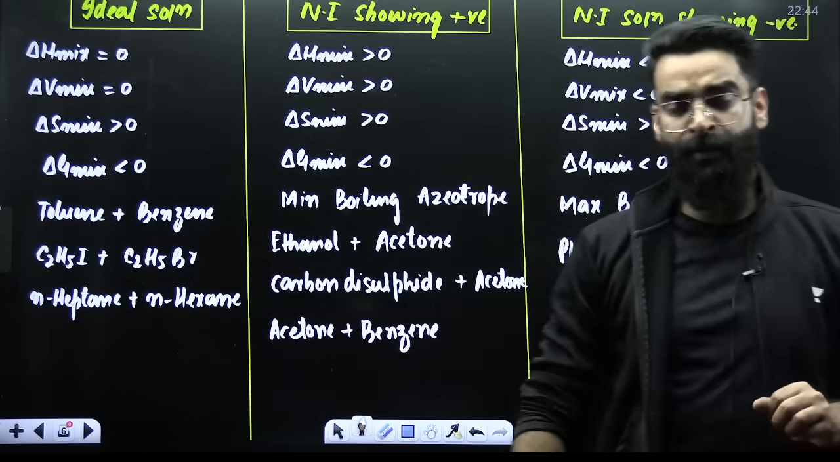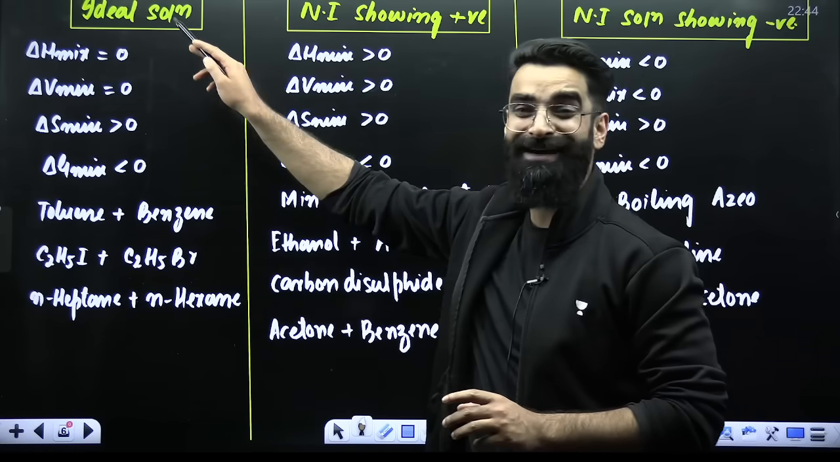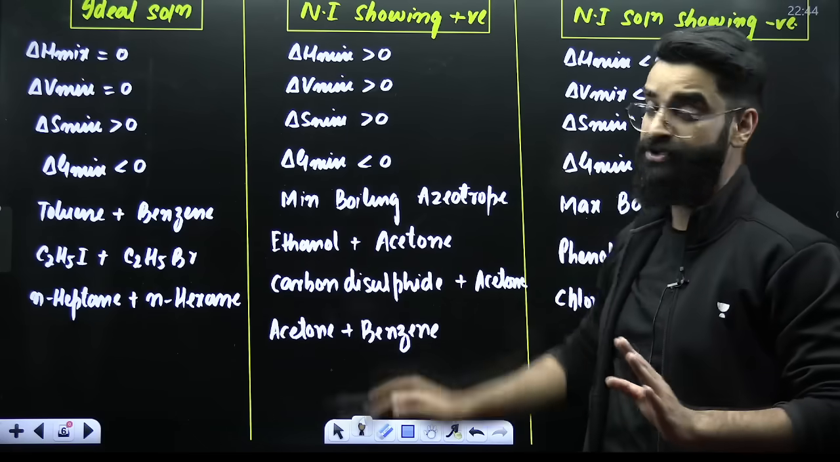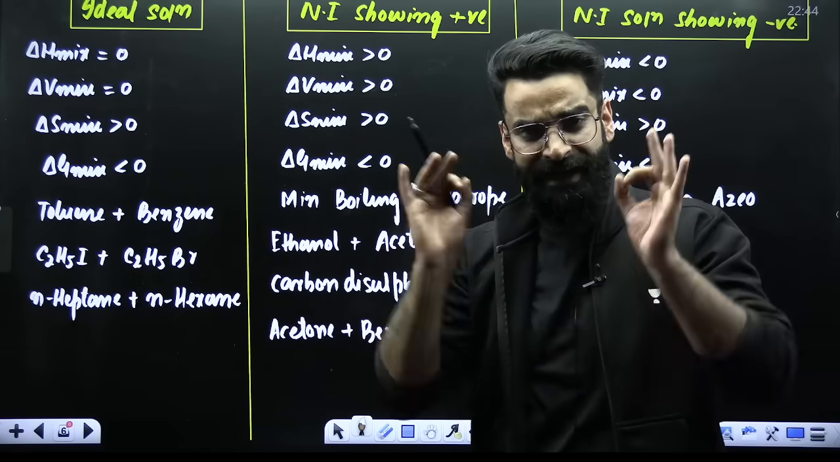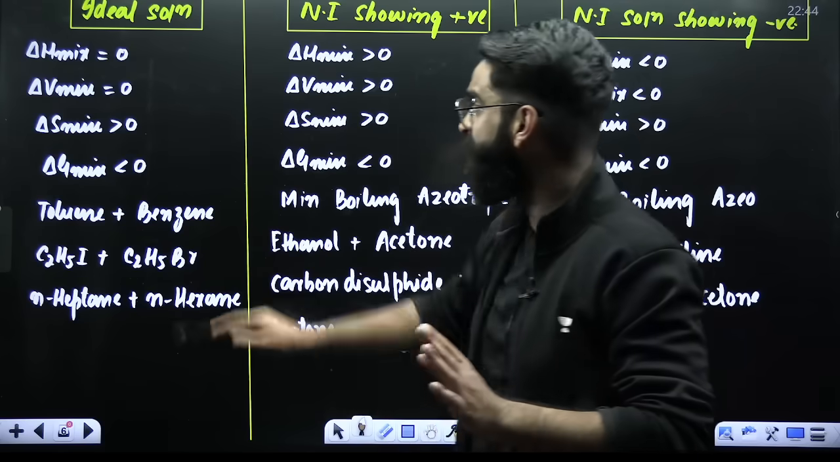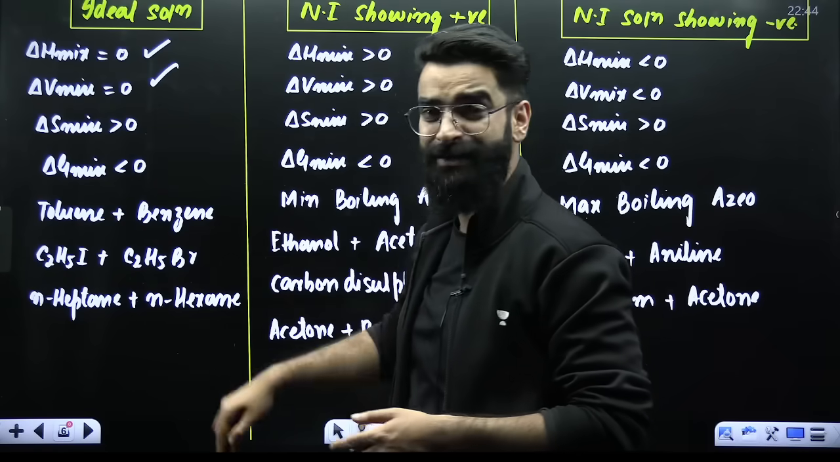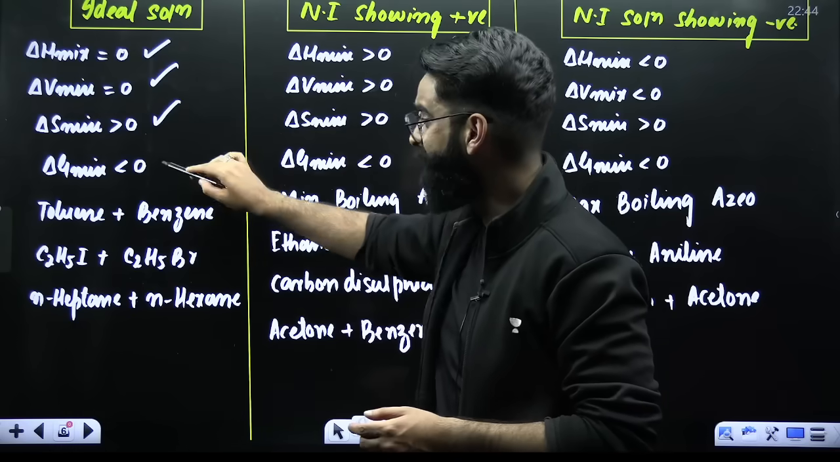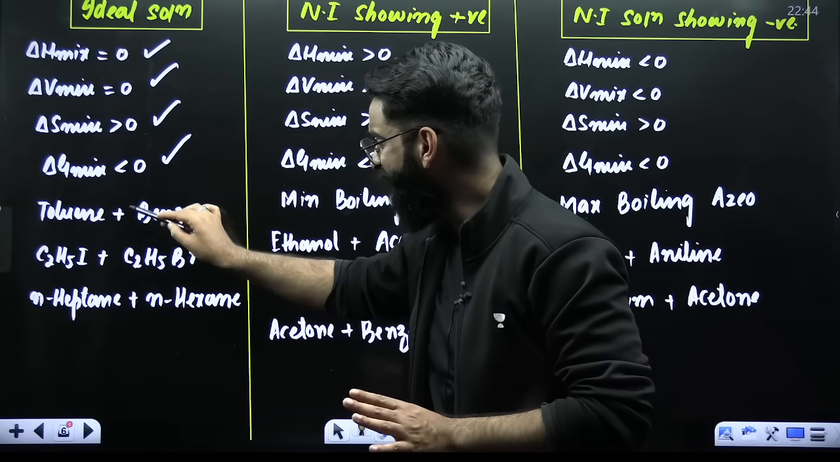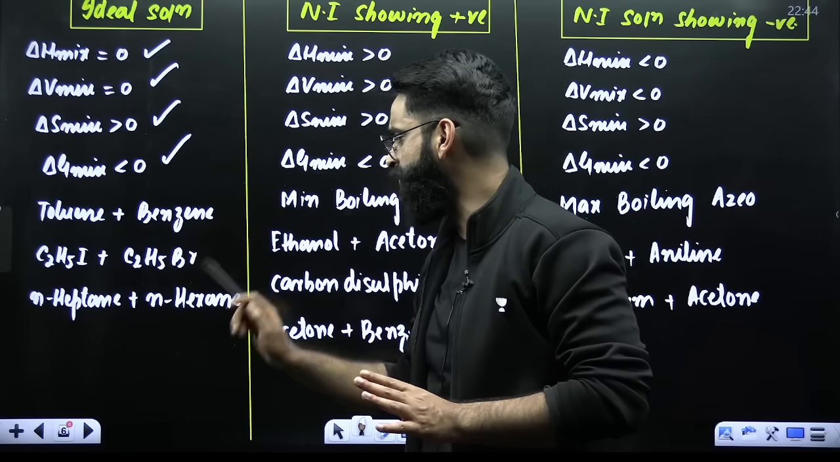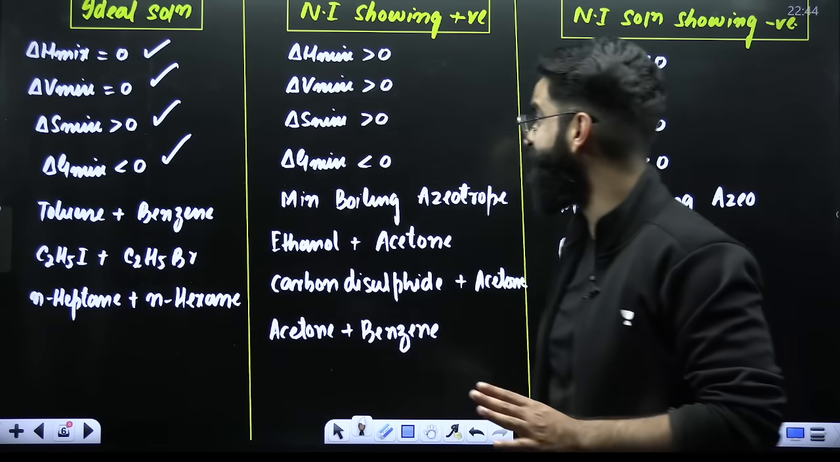All right, one more important question. That is question based on ideal solution or non-ideal solution showing positive deviation, non-ideal solution showing negative deviation. My dear students, directly right now remember few points. In case of ideal solution, delta H mixing is 0, delta V mixing is 0, delta S mixing is positive, delta G mixing is negative. And these are the examples of the ideal solutions. Toluene benzene, C2H5Cl, C2H5Br, n-heptane, n-hexane.